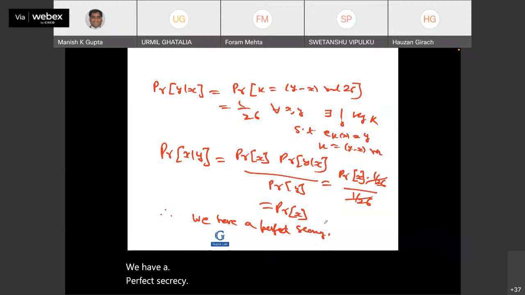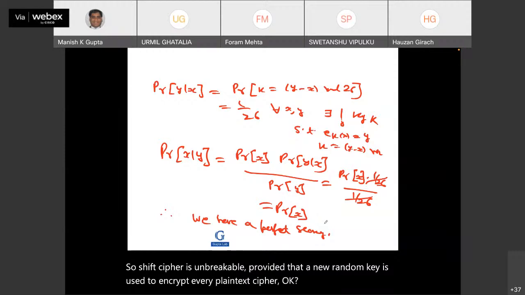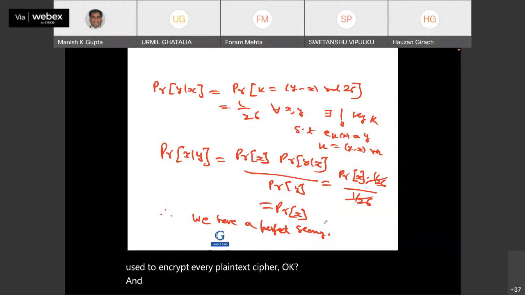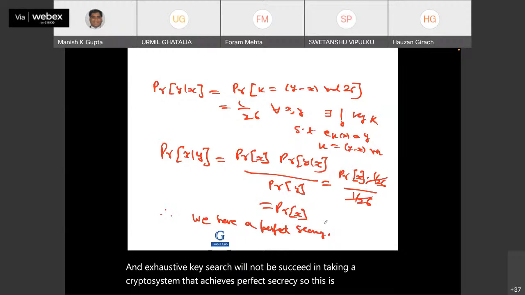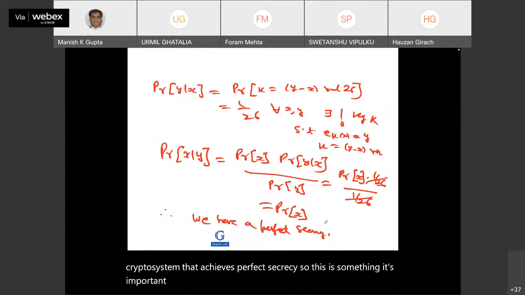So the shift cipher is unbreakable provided that a new random key is used to encrypt every plaintext character. And exhaustive key search will not succeed in breaking a cryptosystem that achieves perfect secrecy. This is an important one. So the shift cipher is perfectly secure.